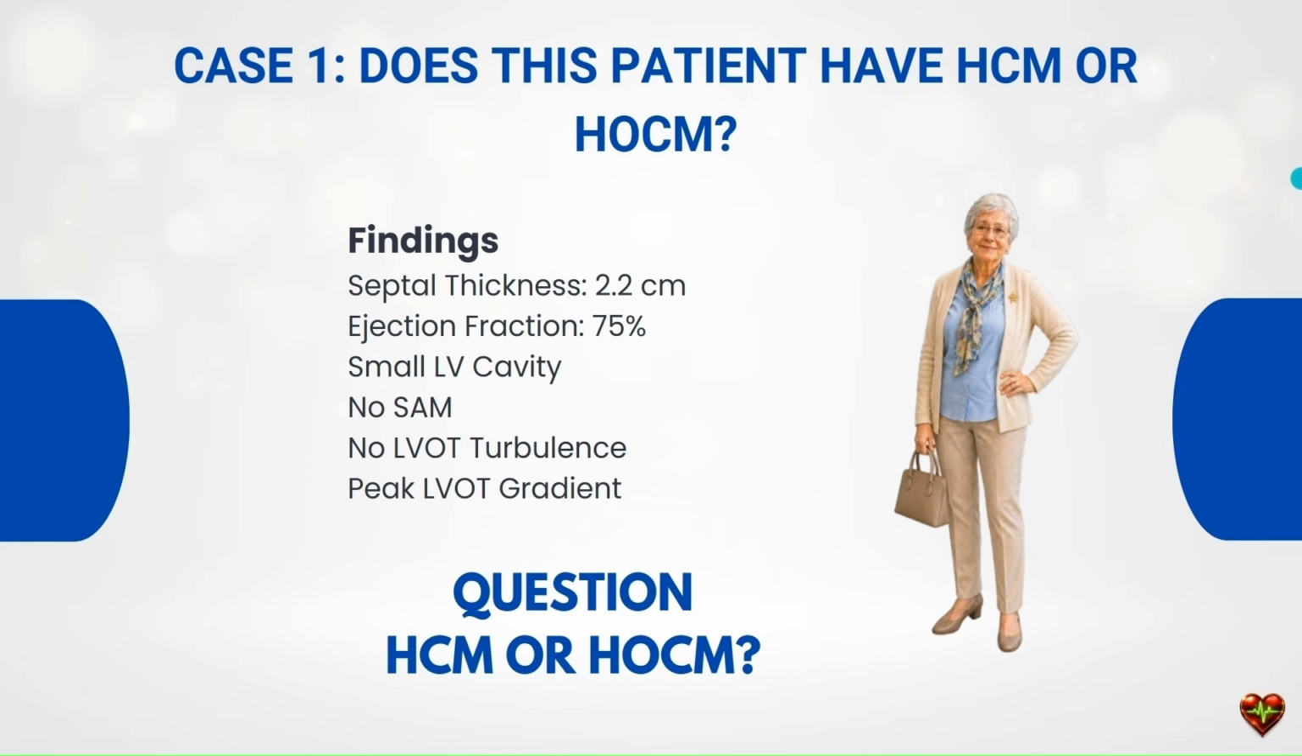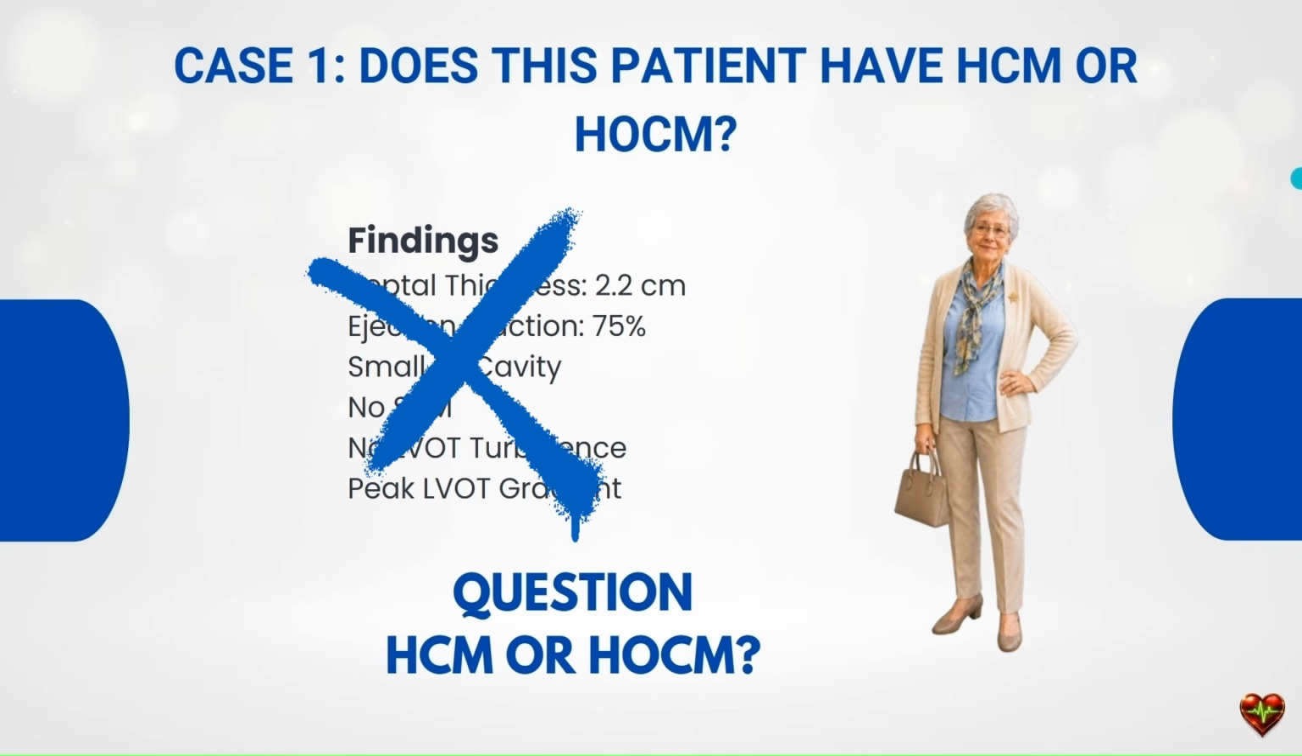But now ask yourself the second question. Is there evidence of obstruction? There is no systolic anterior motion. There is no significant turbulence. The gradient is only 12 millimeters of mercury. So although this patient has HCM, this patient does not have hypertrophic obstructive cardiomyopathy.